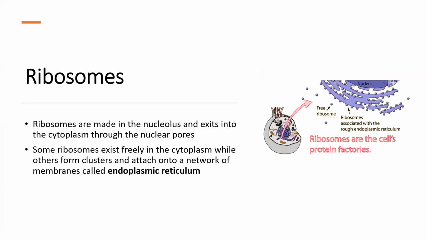I'm just going to read this to you. It's the same thing I've been telling you. Ribosomes are made in the nucleolus and exit into the cytoplasm. In order to exit the nucleus, you need to go through the pores, the holes. Some ribosomes exist freely in the cytoplasm. They're just floating around, like jellyfish in the ocean, while others are clustered and attached onto a network of membranes. We all know those are the rough ER, right? Rough endoplasmic reticulum.